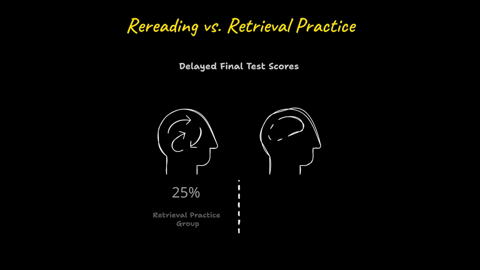Imagine 2 groups with equal study time. One rereads the material 4 times, the other reads once and takes 3 short practice tests with feedback. A week later, the retrieval practice group outperforms the rereading group by 20 to 30 percentage points. That gap is the testing effect.